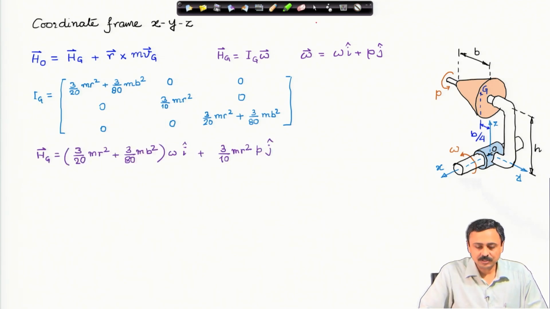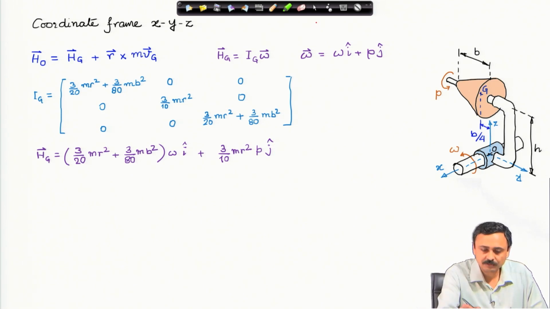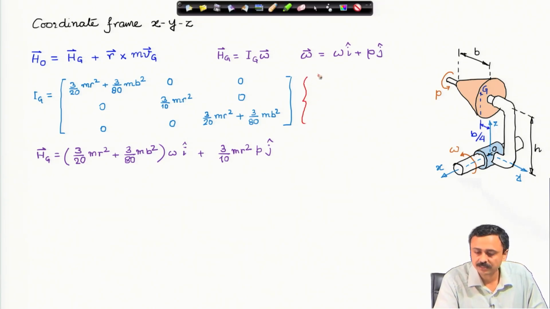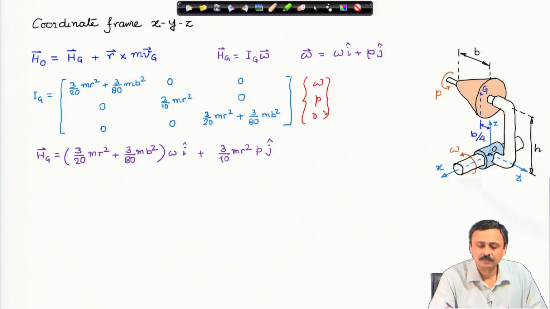Finding out Hg is straightforward. We have to multiply the angular velocity vector with the moment of inertia tensor. In other words, we do this multiplication, we write this as a column matrix omega p 0, and this is the result we have.